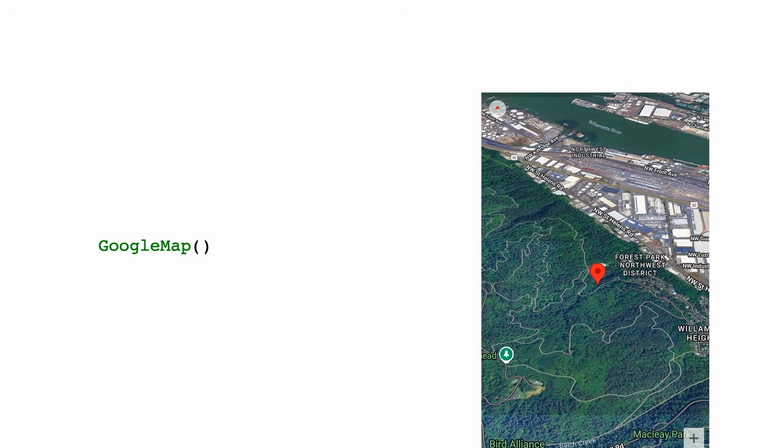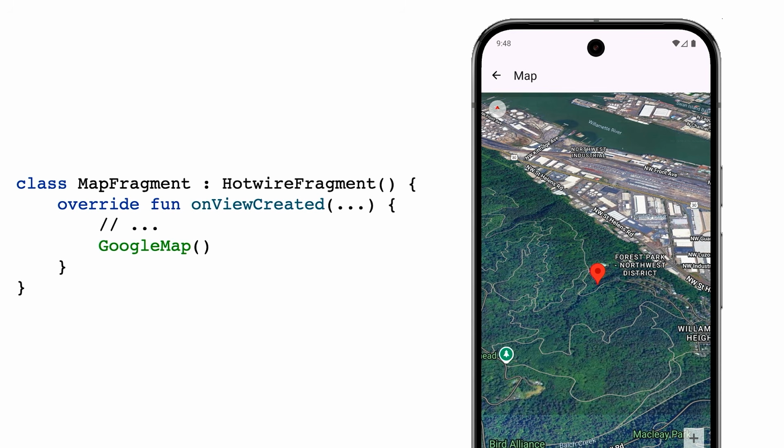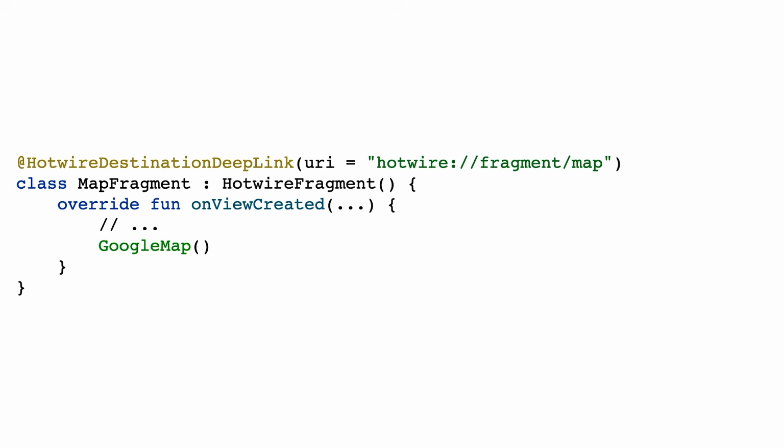So we'll start off with a Google map. This is Kotlin. This is a Jetpack Compose composable function that renders out, well, a Google map. We'll wrap that in a map fragment that extends or inherits from Hotwire fragment, and that gets our Chrome. We now have our native back button, our native title up at the top, and our status bar at the time, and networking stuff. From there, we'll decorate this with a Hotwire destination deep link URI, a mouthful for saying an ID for this thing.